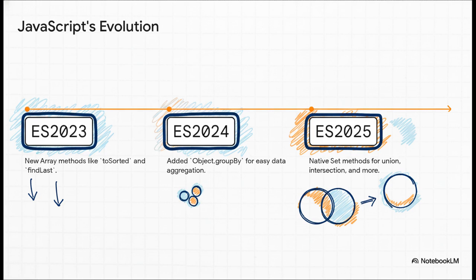These new methods didn't just appear out of thin air. They're actually part of a really clear pattern in how JavaScript has been evolving. Back in ES 2023, we got awesome new array methods. Then in ES 2024, the game-changing Object.groupBy. And now in ES 2025, sets are finally getting the same star treatment. The language is just getting more powerful and more expressive year after year.